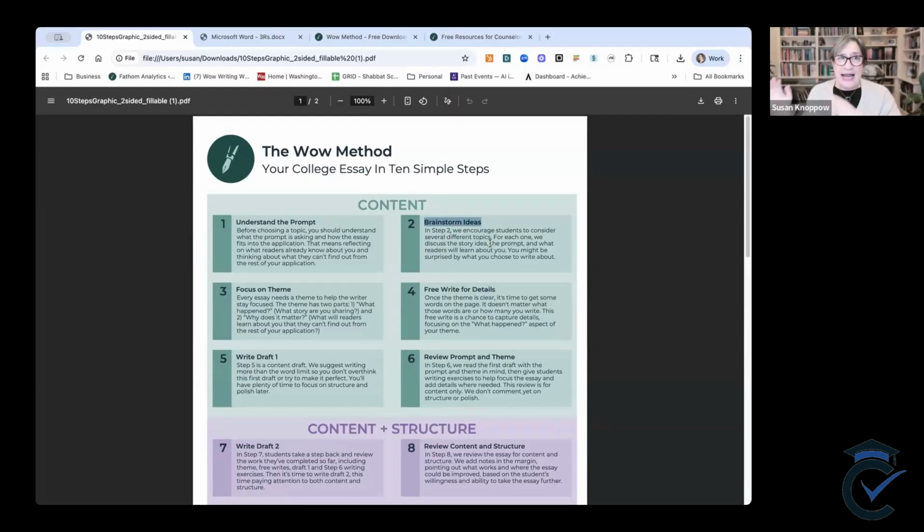Maybe we have them answer a bunch of questions ahead of time. Maybe they have evaluations they do. This is where most people start. And then they jump to step 5, to write a draft. So you sit with a student and then say, go home and write something and send it to me.